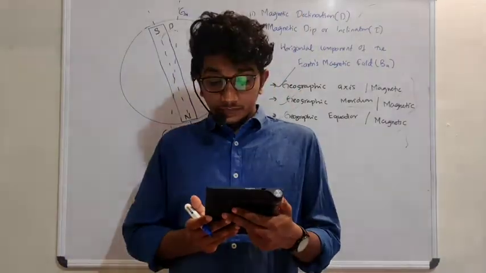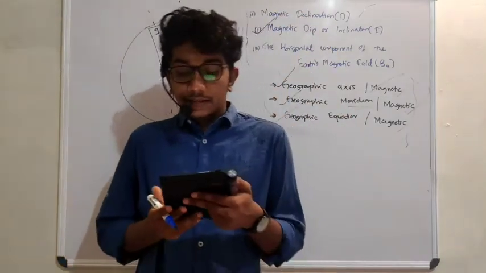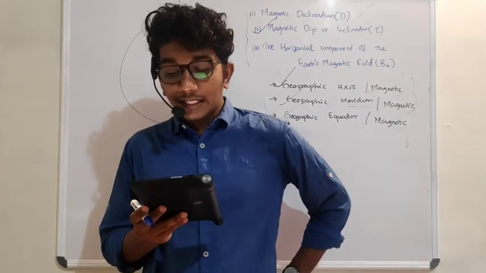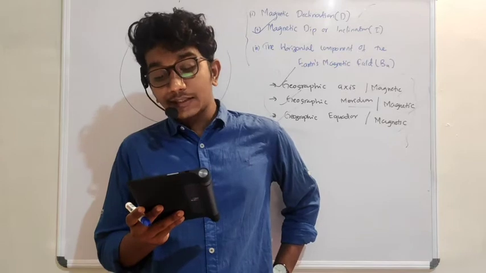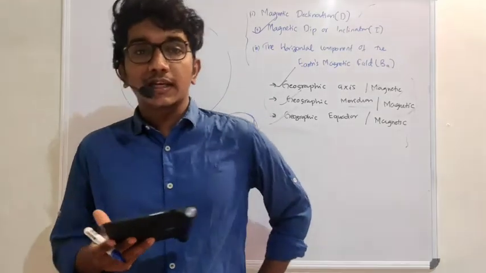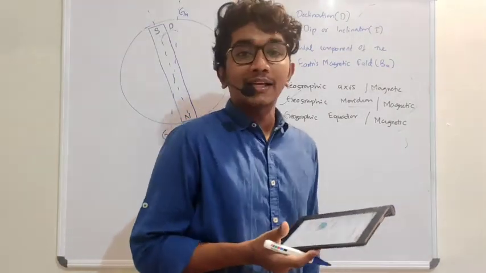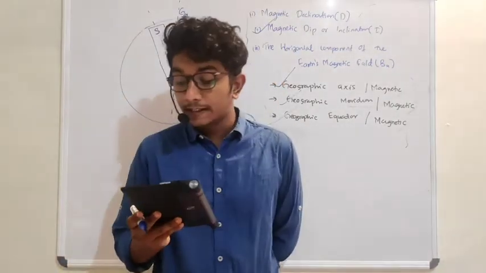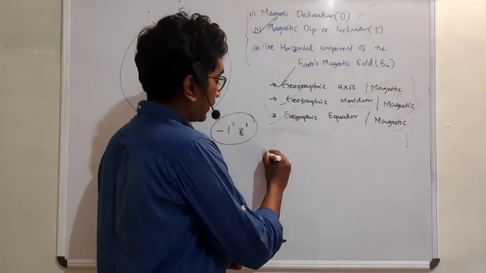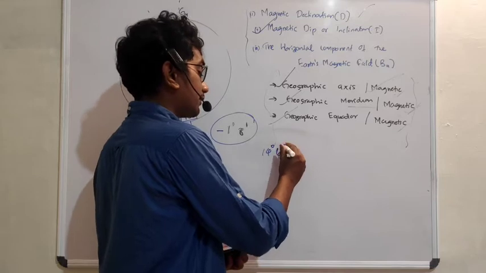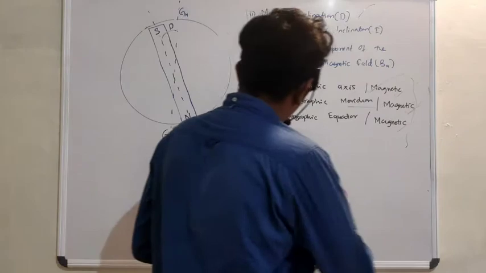Next is the magnetic dip angle or inclination. The angle subtended by the Earth's total magnetic field B with the horizontal direction in the magnetic meridian is called dip or magnetic inclination. The inclination for Chennai is almost 14 degree 6 minute. Okay, 16 minute, I'm sorry, 16 minute.